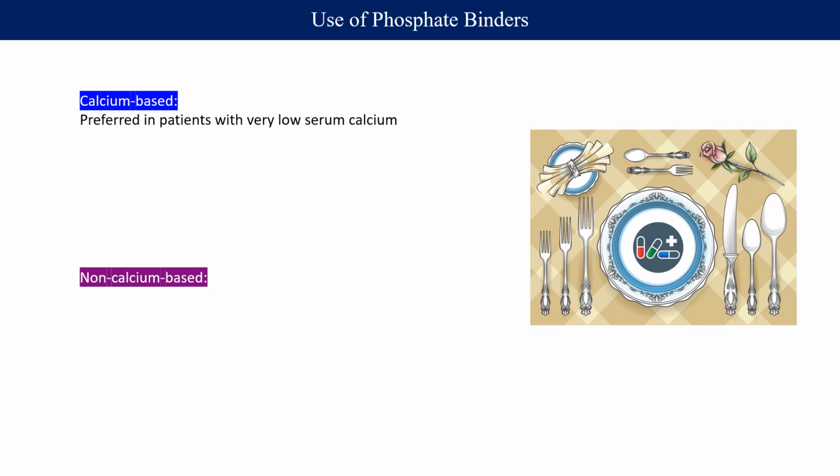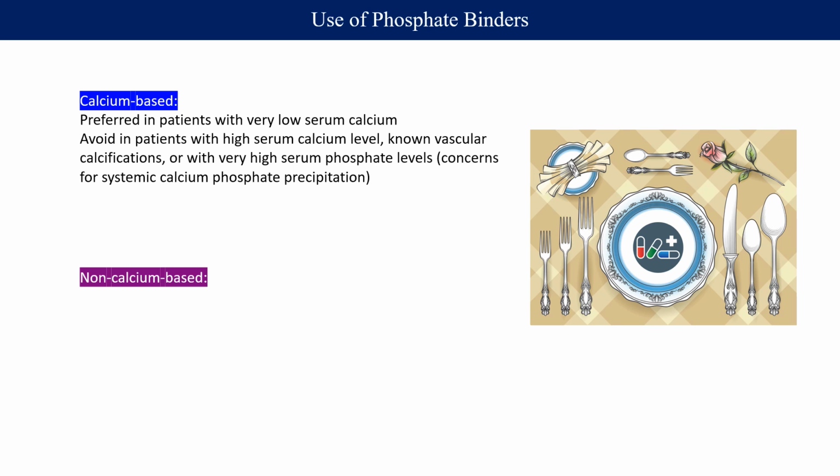Calcium-based phosphate binders are phosphate binders that contain calcium. They are preferred in patients with concurrent very low serum calcium levels, but should be avoided in patients with high serum calcium levels, known vascular calcifications, or very high phosphate levels due to concerns for systemic calcium phosphate precipitation. Examples of calcium-based phosphate binders include calcium carbonate and calcium acetate.